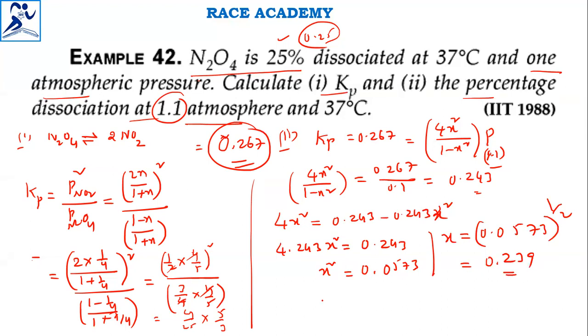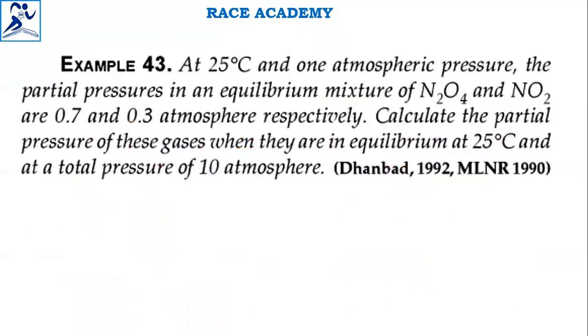That means this number can be converted into percentage. So what is the percentage dissociation? Percentage dissociation at 1.1 atm pressure, 0.239, is nothing but 23.9%. This is the answer for this question. So percent dissociation is 23.9 for this second question. Now let's move to the next question.